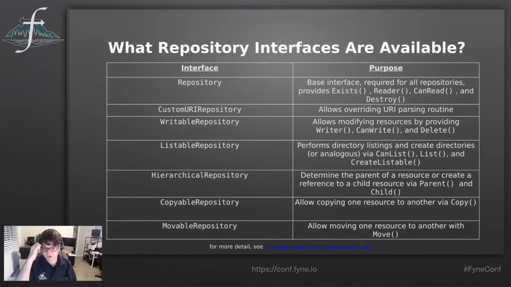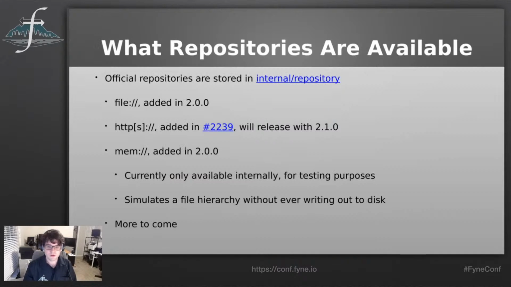Copyable repository allows you to implement copy. We have a generic version of that you can use if you don't want to implement an optimized version, and our generic one just reads all the data as a reader, obtains a writer, and writes it all back out. And movable is analogous. All of these are available in storage/repository/repository.go in the main Fyne repository. And they're all commented and documented, so if you're interested in learning more information, you should give that a look. So what repositories are available right now?